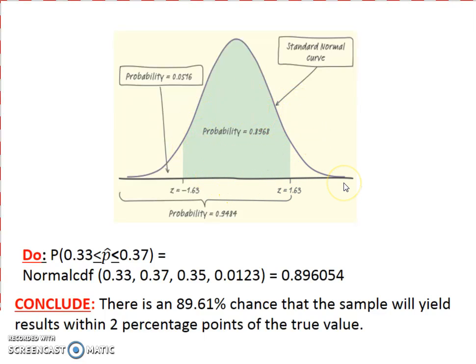Okay, a picture does help too. So we get a value of 0.896 from the calculator. So, come to your conclusion. There is an 89.61% chance that the sample will yield results within 2 percentage points of the true value.